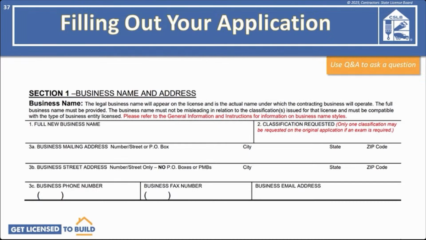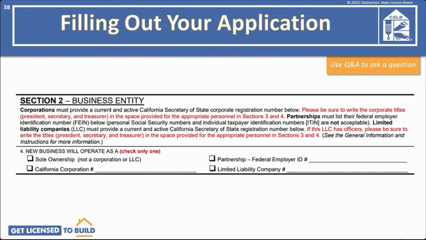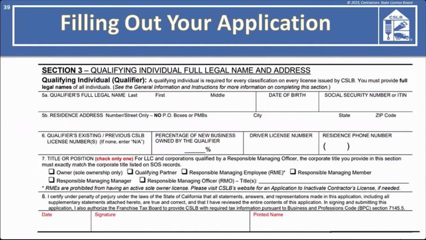The mailing address and phone number that you list on line 3A and 3C will be made public on CSLB's website once you are licensed. In Section 2, you will select your business entity. If you're applying as a corporation or LLC, you will need to provide your registration number provided to you by the Secretary of State. Make sure to pay extra attention to the instructions in this section pertaining to the entity for which you're applying.